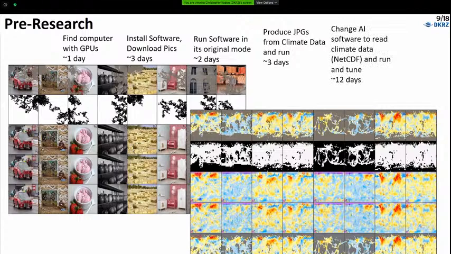So the big step was then to change the AI software to read climate data, run and tune it, and get climate data out. This took me 12 days, most of the time, basically.